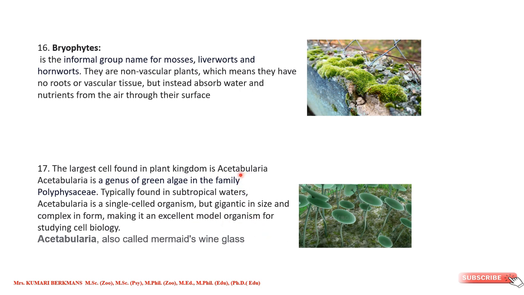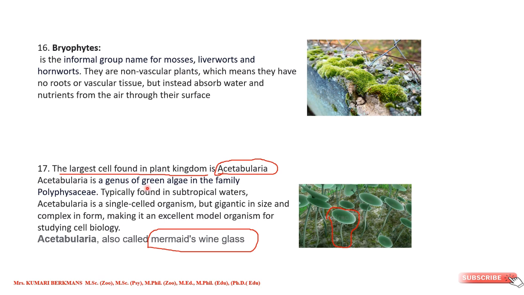Now next one, the largest cell: Acetabularia. The largest cell found in the plant kingdom is Acetabularia. You have to keep this in mind, this is very important. This question is also asked, and it has another name. Acetabularia is also called the mermaid's wine glass. The structure looks like a wine glass in the water, so it is called the wine glass of the mermaid.